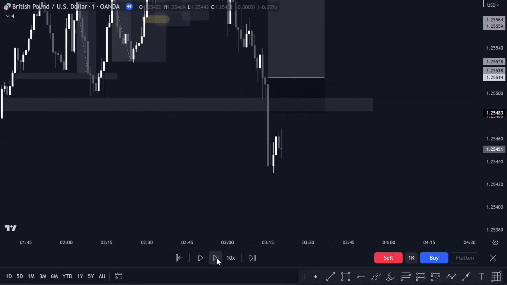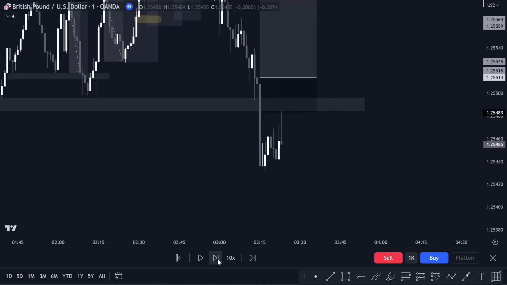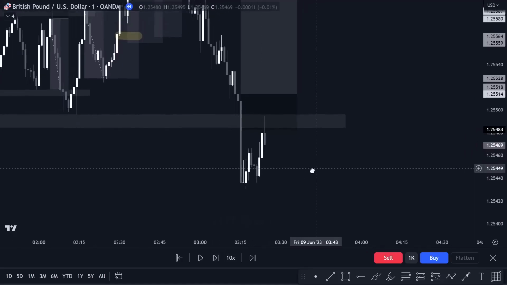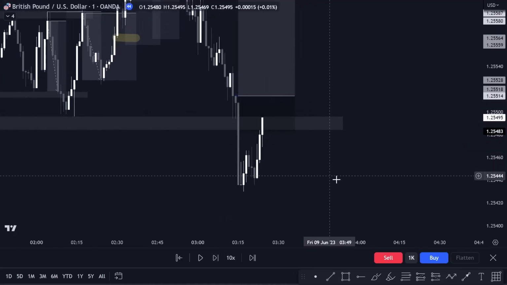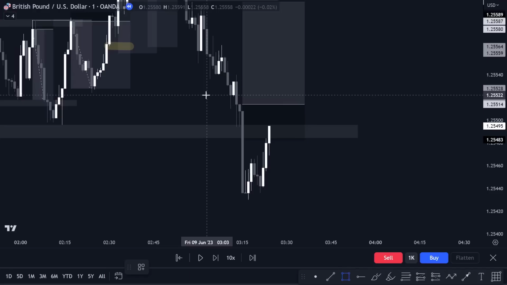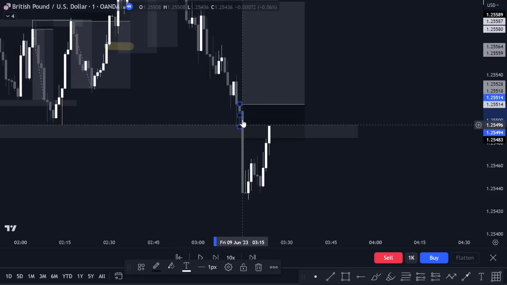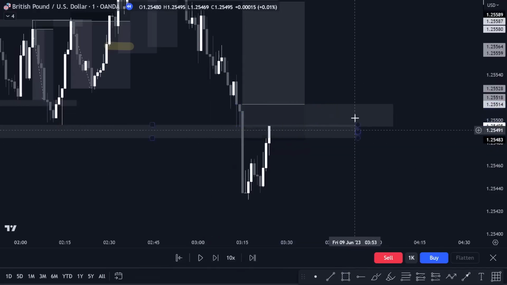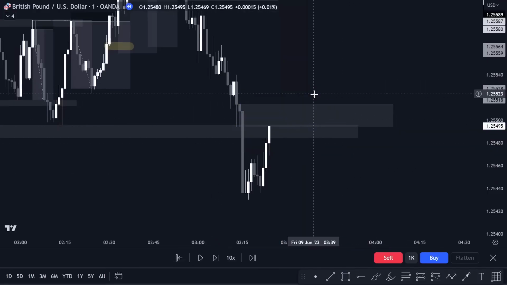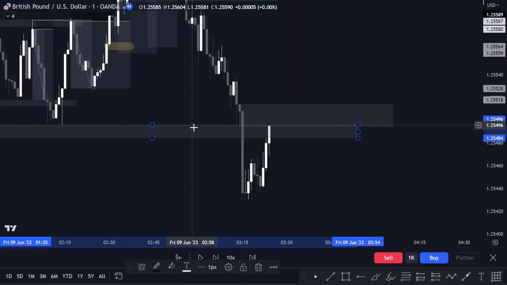So I don't think there is any opportunity. Maybe this order block here, price is going to react from this order block before the fair value gap. Okay, so there might be a reaction. I'm going to remove this and also this.